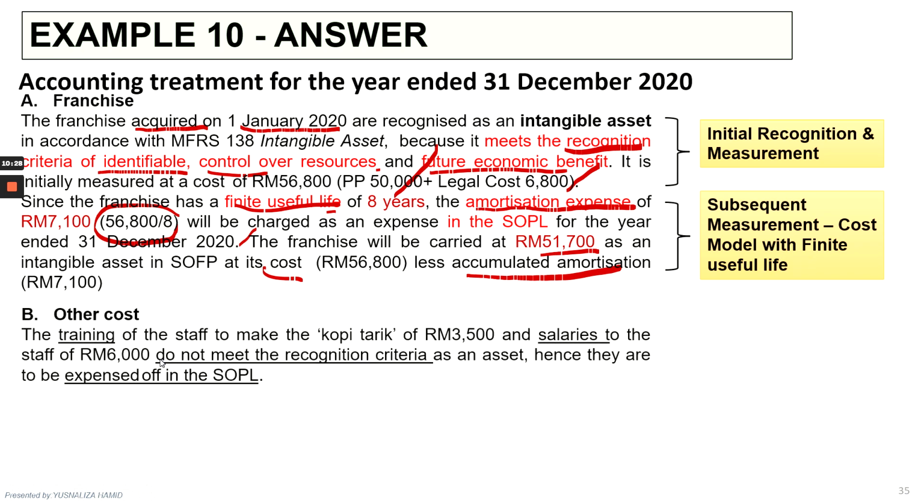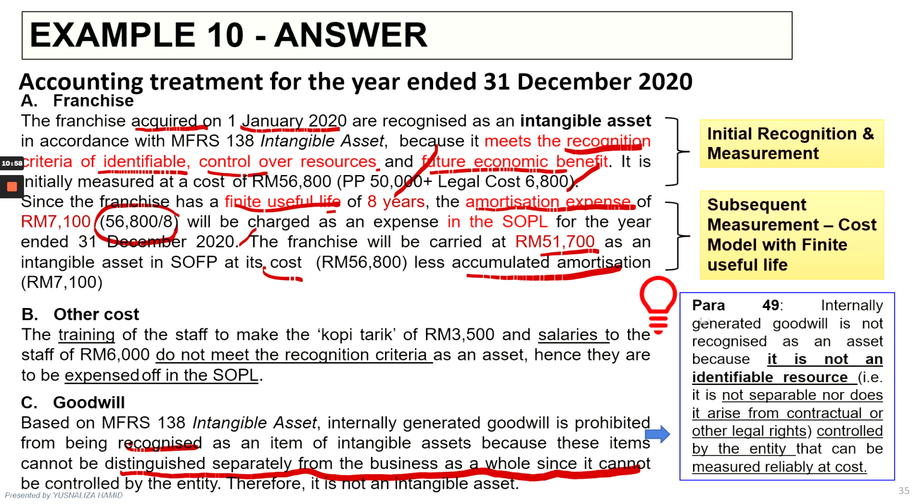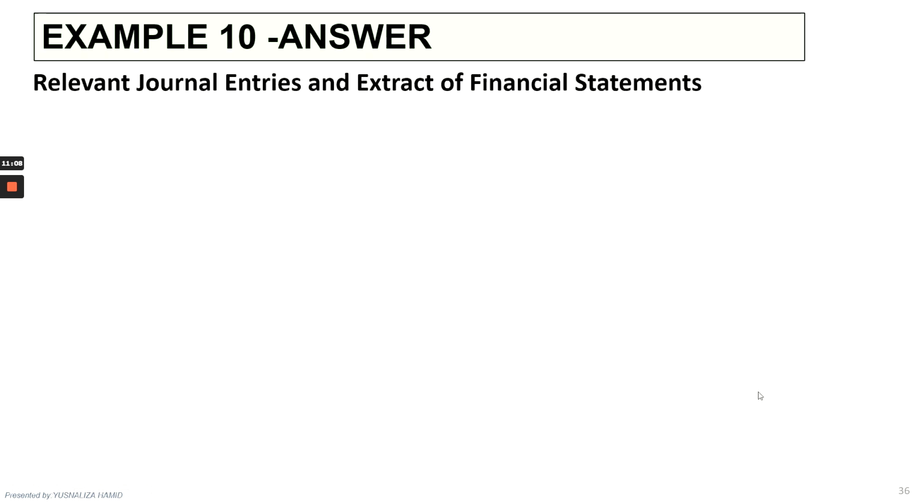For the cost of training, this one will not meet the recognition criteria, and I've mentioned it will be expensed, but you need to write proper sentence on that. For the goodwill, that is an internally generated item, so that is prohibited from being recognized. As I mentioned, it cannot be distinguished separately from the cost of running the business as a whole, and that is not an intangible asset. So that was in accordance with paragraph 49 of the standards, where that is not an identifiable resource.